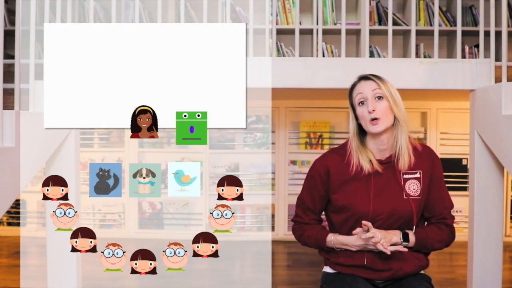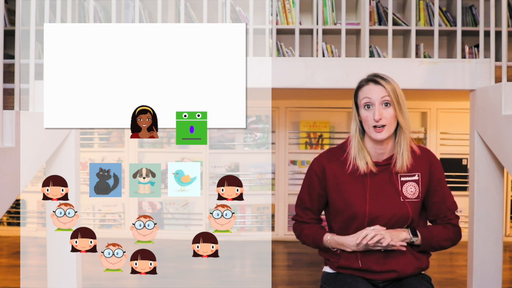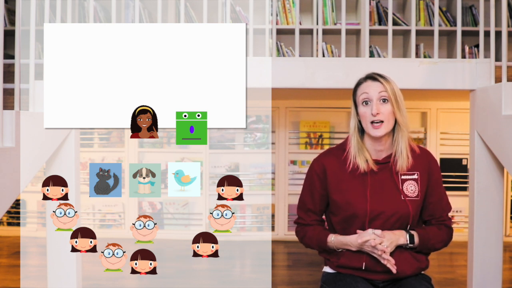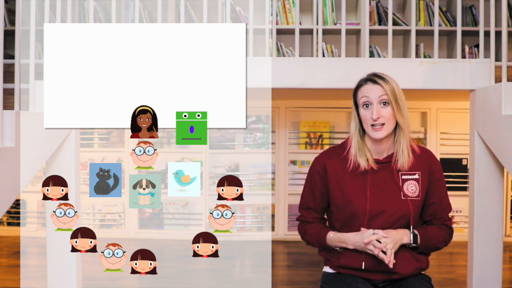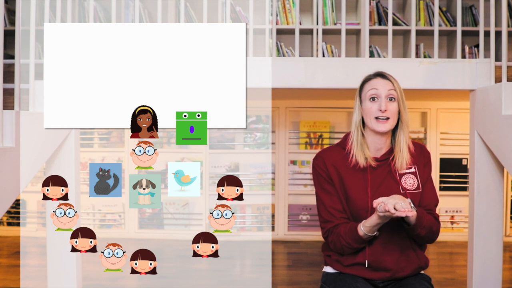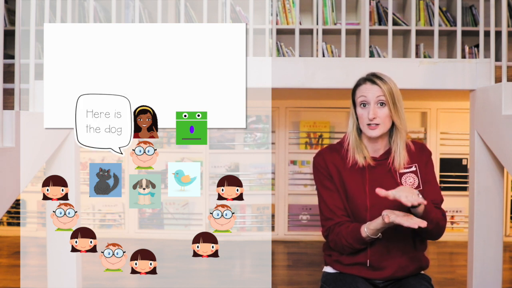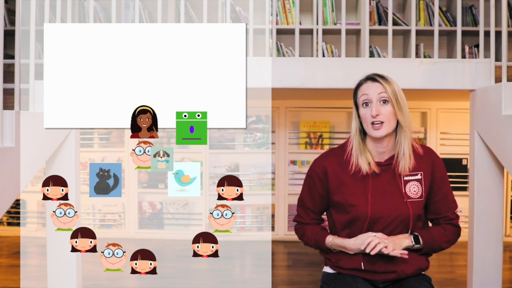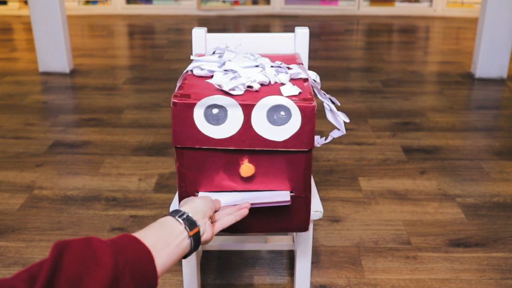Where is the dog? Where is the dog? Next, you're going to choose one student who hasn't yet had a turn to come to the front and find the flashcard. Ask that student one more time, where is the dog, and guide them to the correct flashcard. That student's then going to tap the flashcard and say, here is the dog. They're then going to pick up that flashcard and feed it to the monster. Nom, nom, nom, nom.